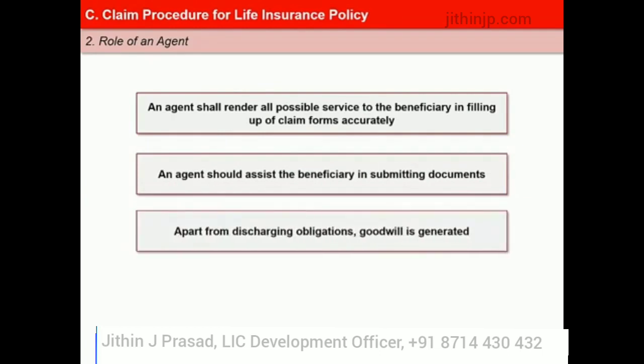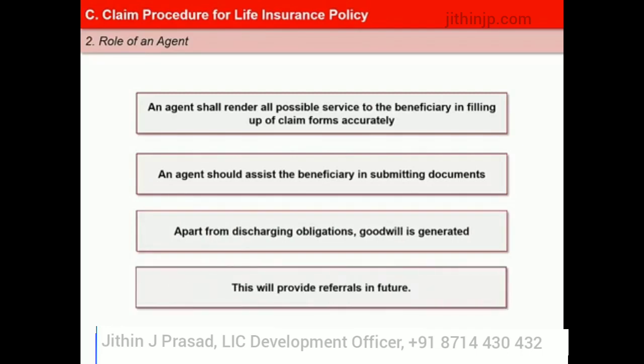Apart from discharging obligations, goodwill is generated from such a situation whereby there exists ample opportunity for the agent to procure business or referrals in future from the family of the deceased.